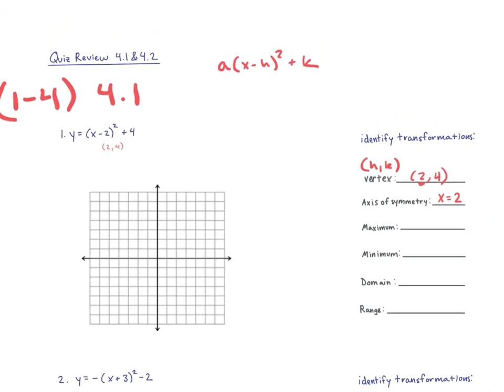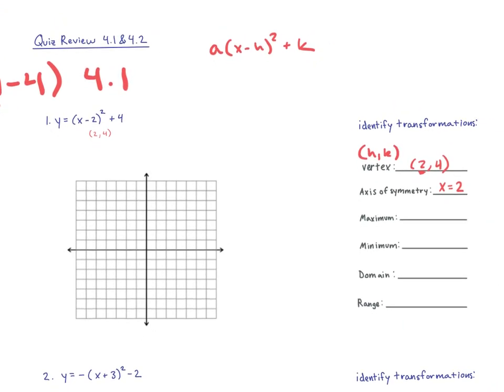So let's plot our vertex. We go to the right 2, up 4. Let's plot our axis of symmetry right through it. What's our domain? All real numbers. And what is our A, positive or negative? It's positive because it's just a 1. We don't have any reflections going on.